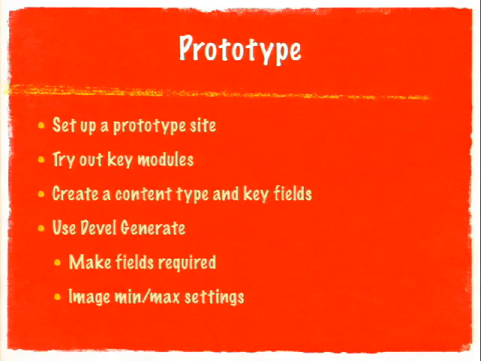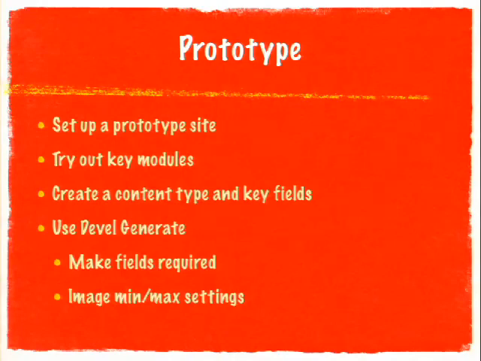A couple of clues. Let's say I'm trying to test a carousel site, and I want to have some images. Devel Generate actually even generates images. It's very cool. So let's say I want to create an image content type, and then I want to try it out in a carousel to see if that's going to work the way I want it to.